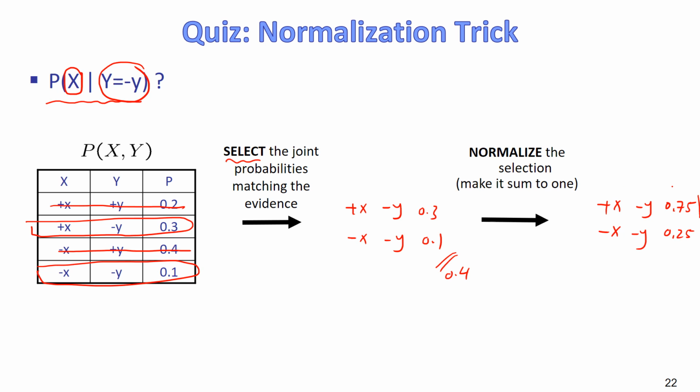And now this is the probability of x given minus y, and this is x, and this is y. Actually, we can remove this because we know that this is minus y for all. So we'll have this final conditional distribution table. Thanks, Mubarak. Any question about this?